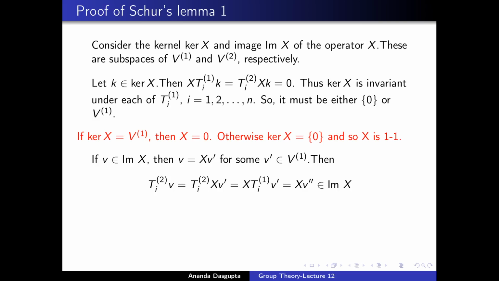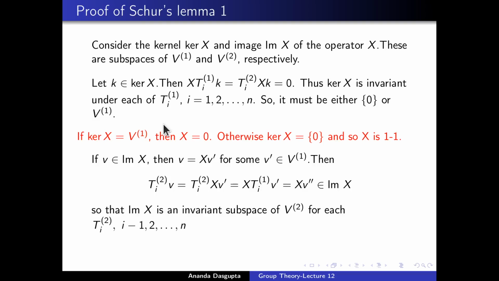Once again, remember, we had assumed that the Ti2s are an irreducible set of operators acting on the space V2, and thus the only possibility for image of X is that either image of X is a singleton set with just the null vector, of course in this case the null vector of V2, or it is all of V2. Now the case where image of X is just the null vector of V2 has already been covered, because this is exactly the same as the kernel of X being all of V1. And if that is the case, then of course capital X is 0. As you have already seen, otherwise X is already known to be 1-to-1.